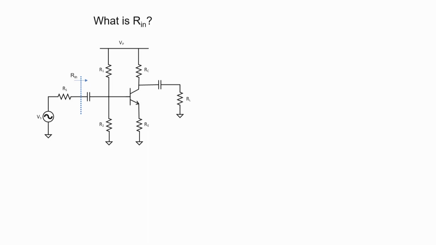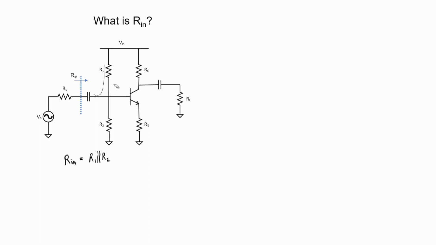Imagine that we wanted to find the input impedance for this particular circuit. At first glance, we might just write that the input resistance is R1 in parallel with R2 because we have one branch going up here to an AC ground and we have another branch going down here. But what about the branch that goes into the base of the transistor? What's that resistance there? That's what we're going to talk about in this video.